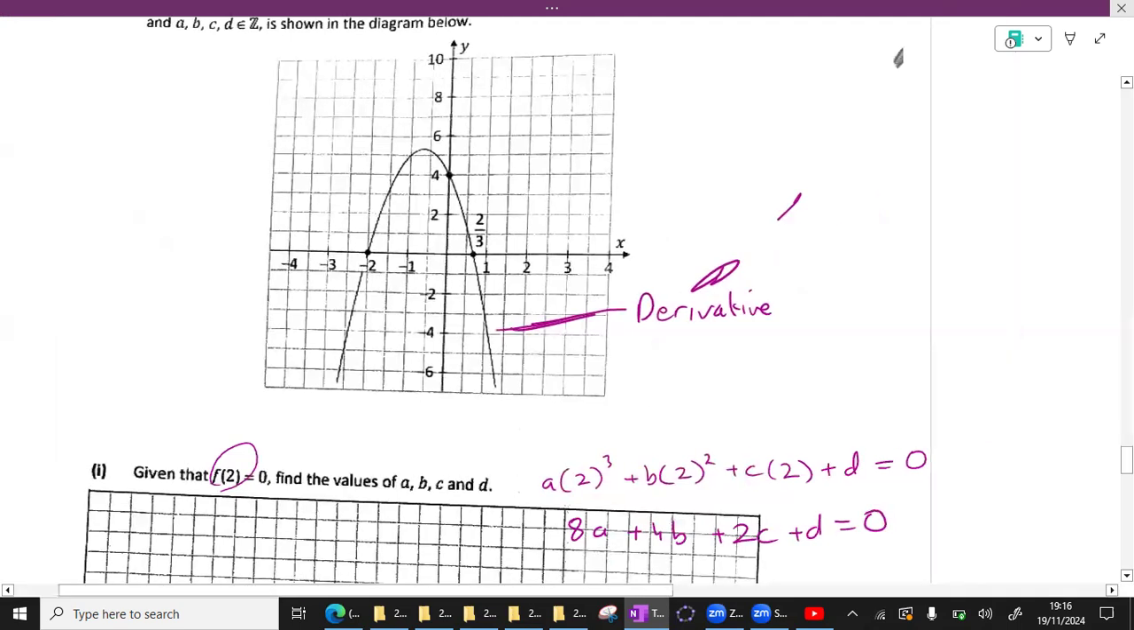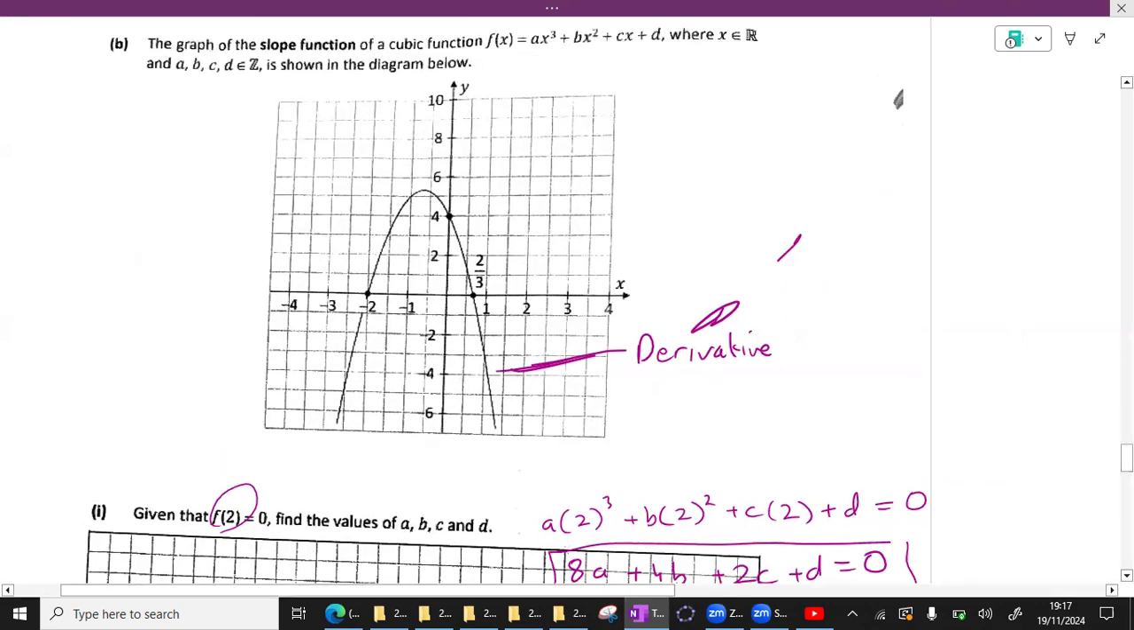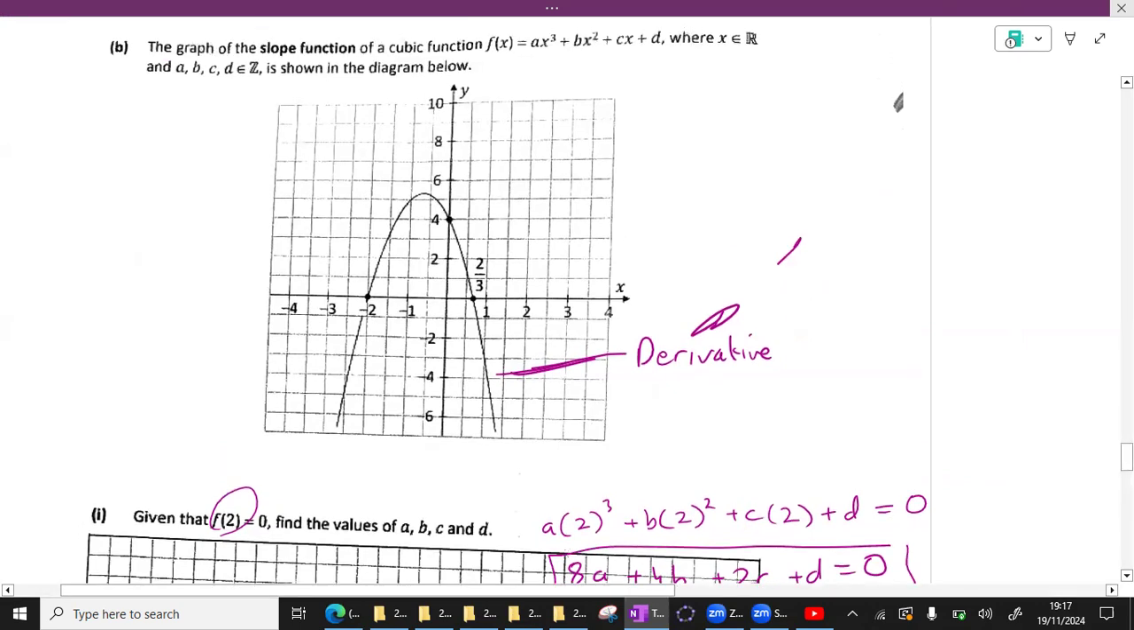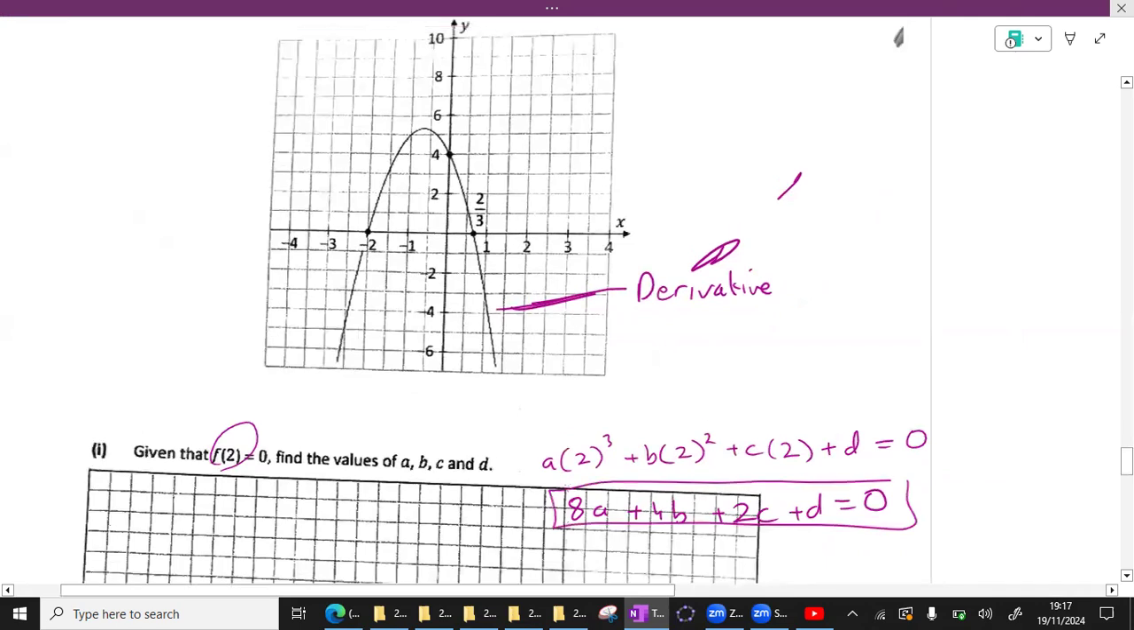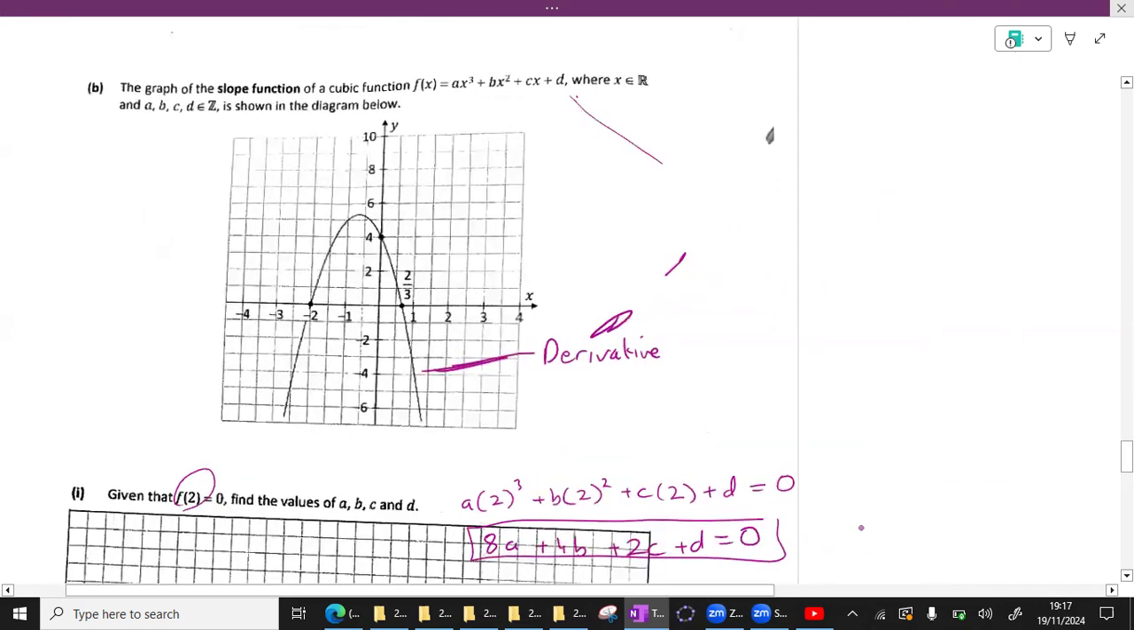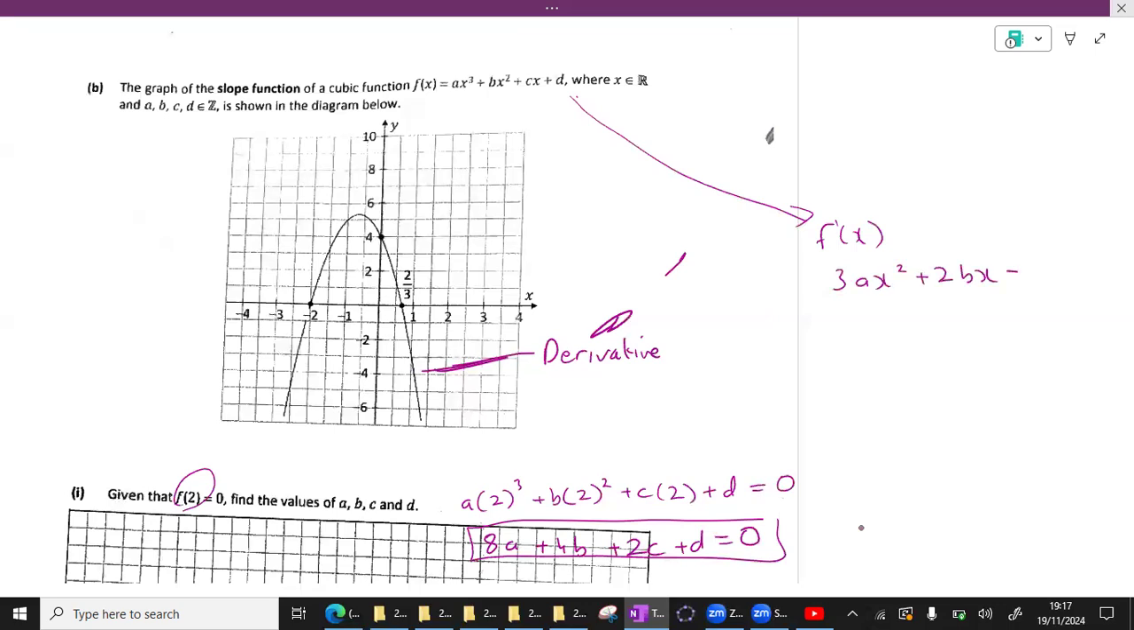Now, what else do I know? So that's my first one, that gives me my first equation. So I'm just going to box that off. Then I'm going to have a look at my derivative here. Now, if I differentiate what I have in front of me, my derivative would look like the following. It would be 3ax squared plus 2bx plus c.